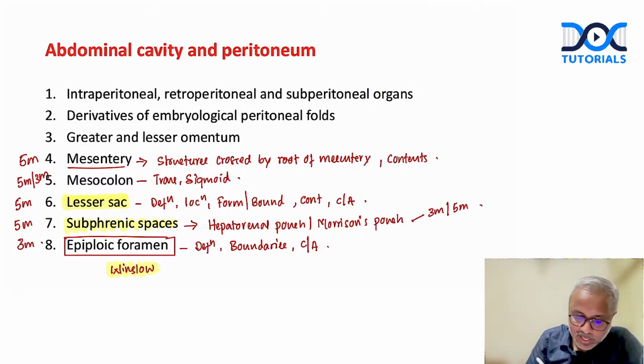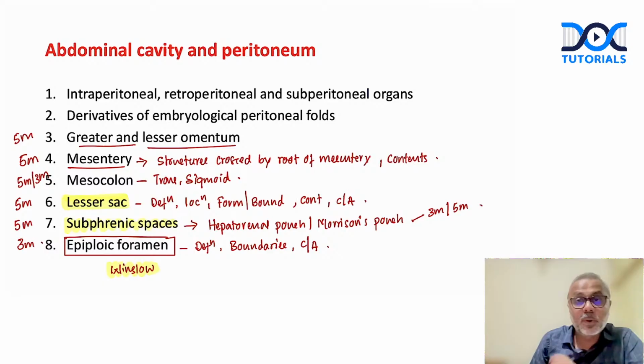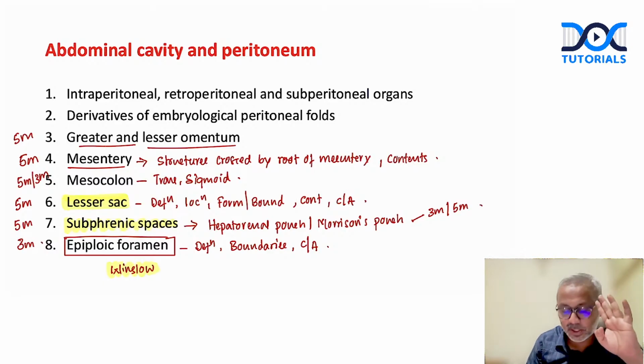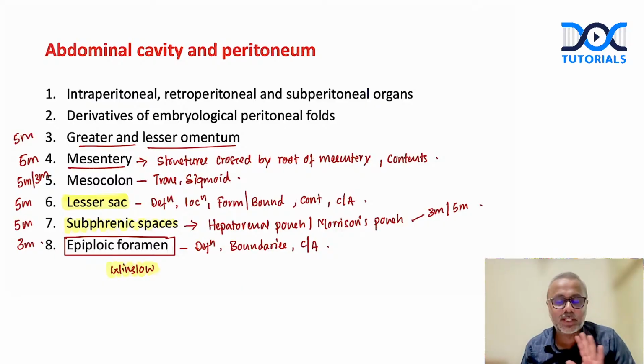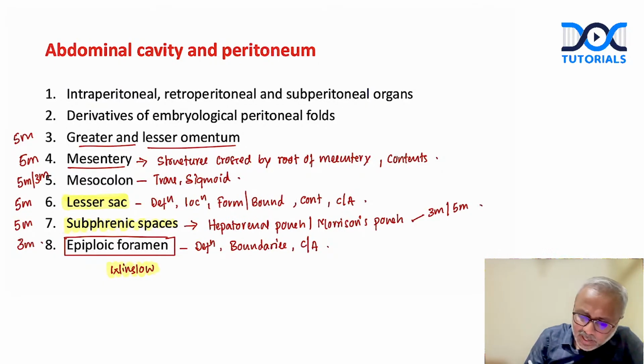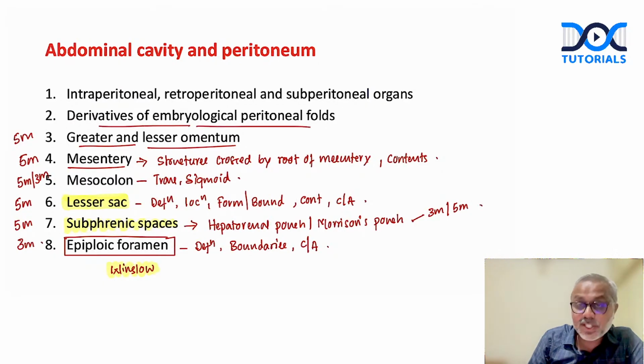Okay, then greater and lesser omentum, right? Both of them are important 3 marker questions. It doesn't matter whether you read from the chapter of the stomach or from the peritoneum, but these are potential 5 marker questions. Okay.